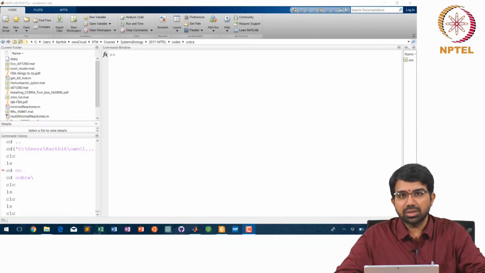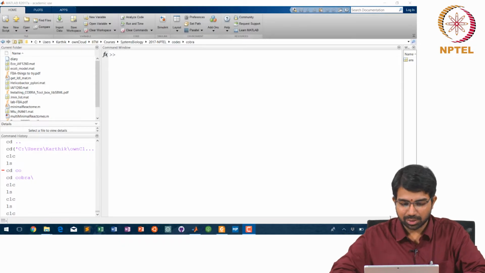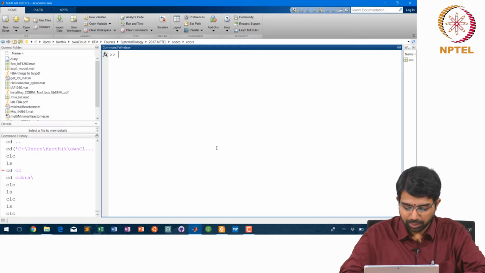Welcome back. Let us look at how we study constraint based models using the COBRA Toolbox. So, the first thing to do with the COBRA Toolbox is you need to initialize the toolbox. That is assuming you have already downloaded the toolbox and added it to the path and so on. So, you say initCobraToolbox.